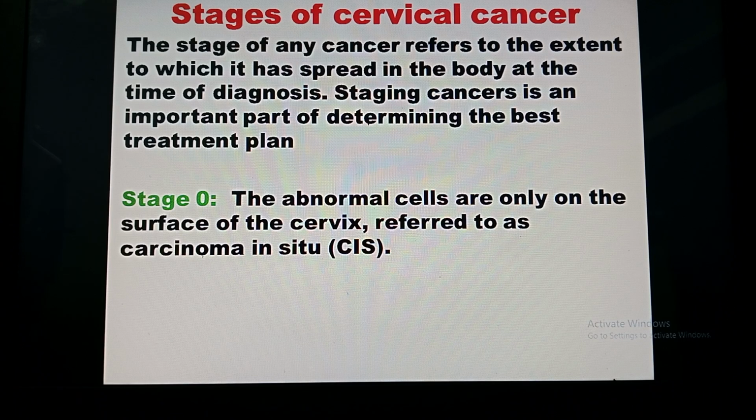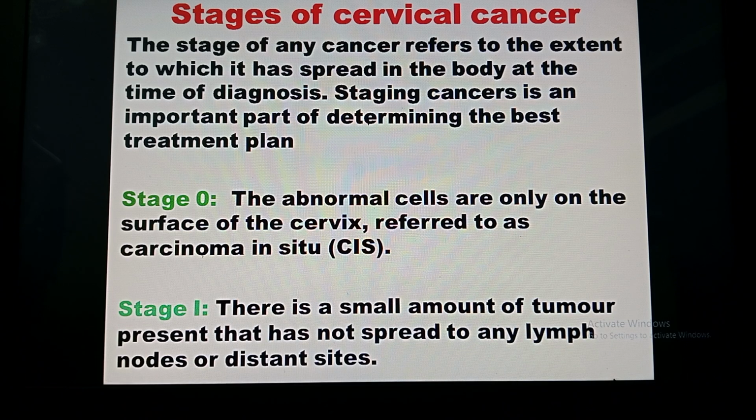Stage 0, the abnormal cells are only on the surface of the cervix. It has not spread anywhere, okay, only on the surface of the cervix here and there. So it is called carcinoma in situ. Only in a particular area the cancer cells are found. Stage 1 means there is a small tumor, many cancer cells together forming a tumor, and that has not spread to any lymph nodes or any outside part, okay. It is inside the cervix only, and a small tumor is found.